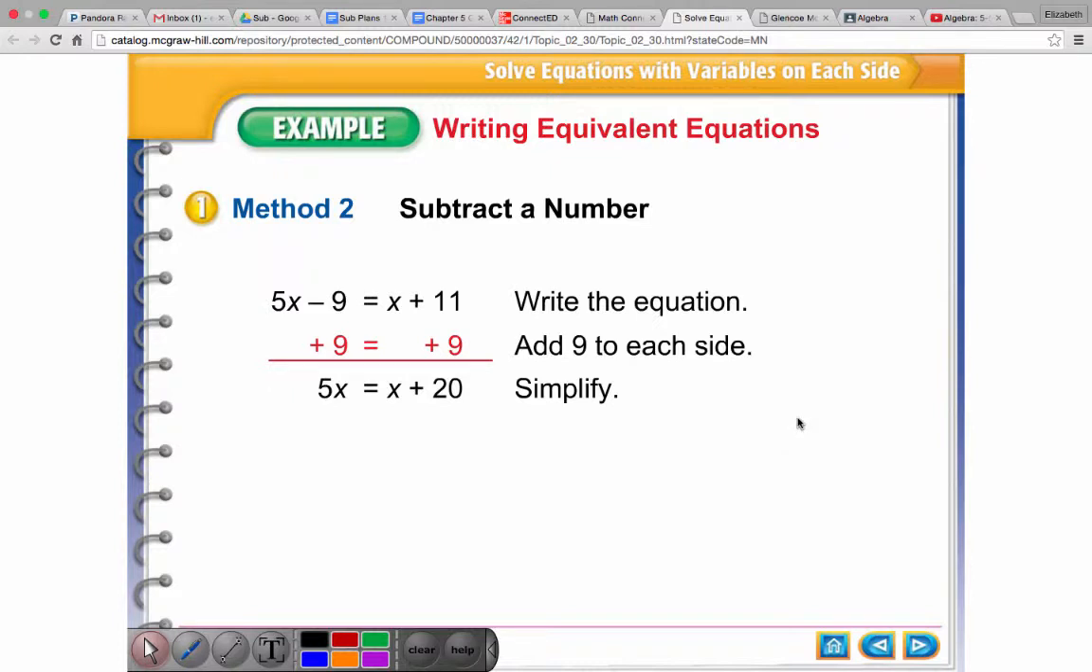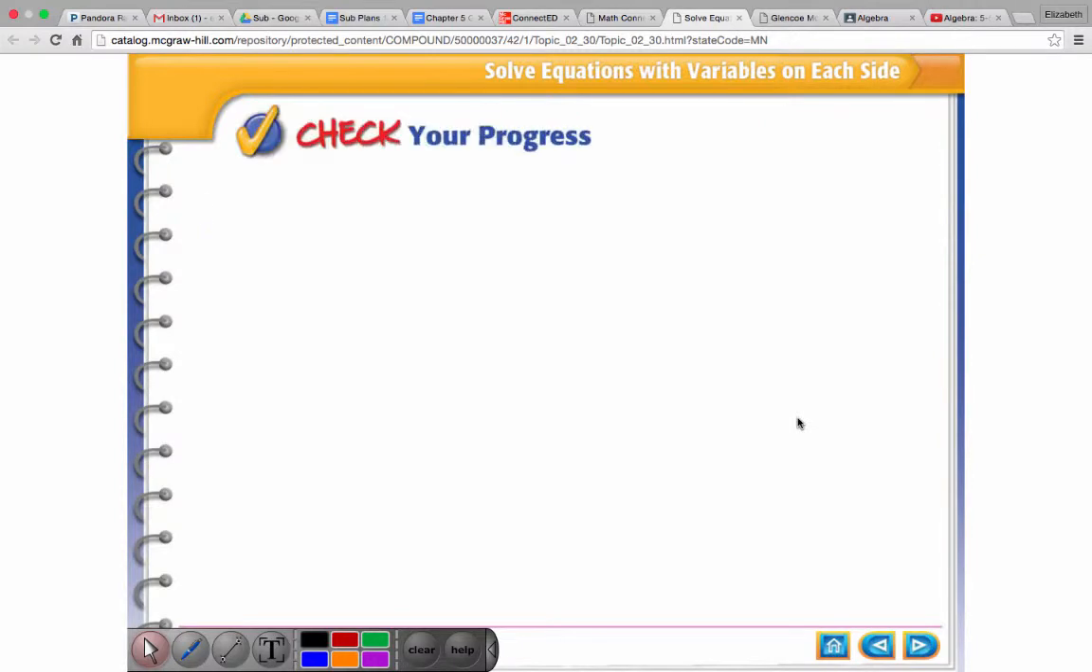So you can see it doesn't matter if you start with the variables and getting them on one side first, or if you start by moving numbers first, you end up getting the same answer. Okay, I'm not going to make you do this.